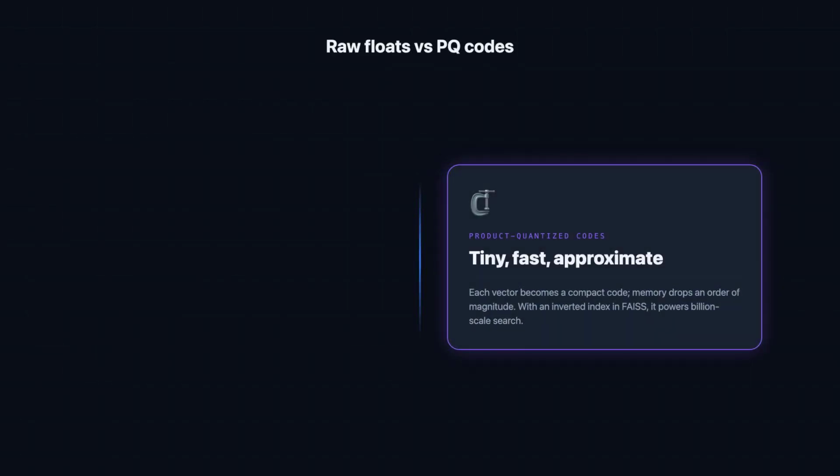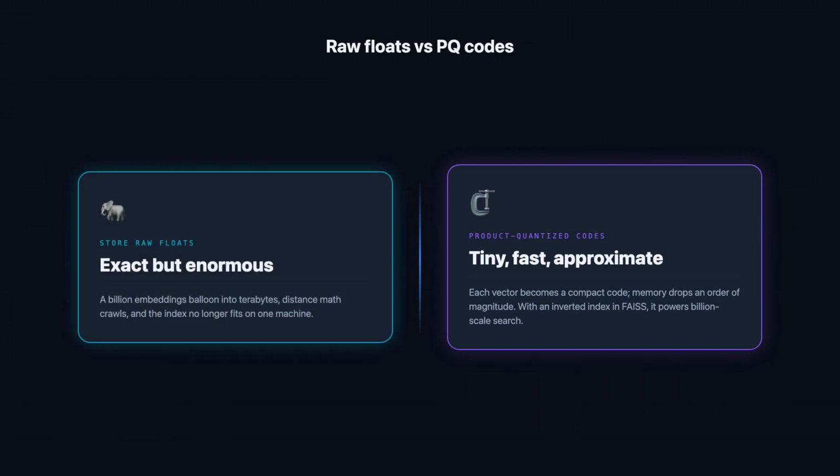Put the naive approach next to this one, and the payoff is obvious. There's a reason nobody stores raw floats at scale. Keeping raw float vectors is the honest, exact option, and it is a memory disaster. A billion embeddings balloon into terabytes, distance math crawls, and the index no longer fits on the machine you were hoping to serve it from.